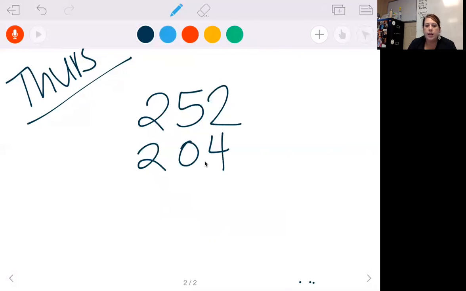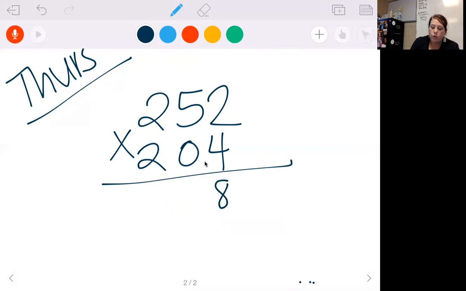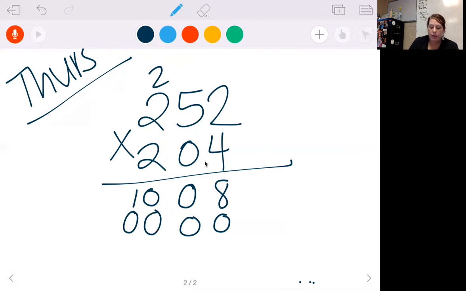All right, so this time let's start and do 4 times 2 is 8. Put my 8. 4 times 5 is 20. Put the 0, carry the 2. 4 times 2 is 8, plus 2 is 10. Then I'm going to put my placeholder 0. 0 times 2 is 0. Okay, run through and get it real quick. 0 times 5 is 0. 0 times 2 is 0. Then you want to put 2 placeholder zeros.